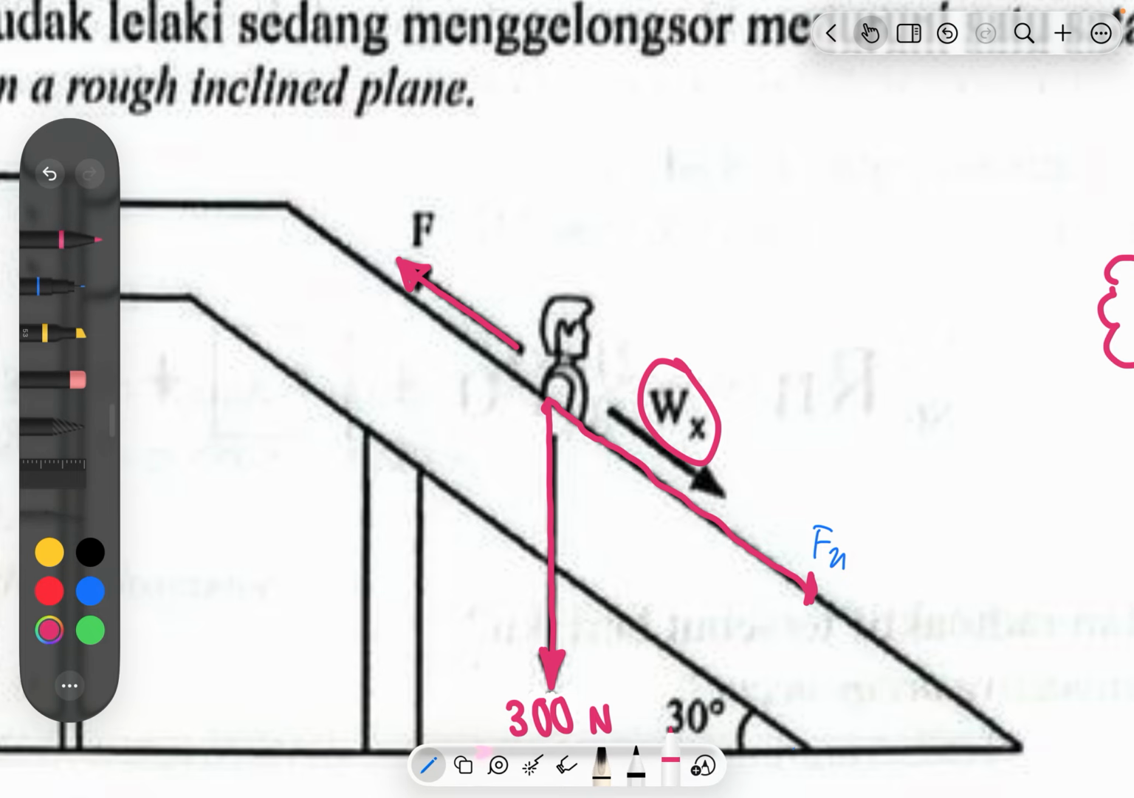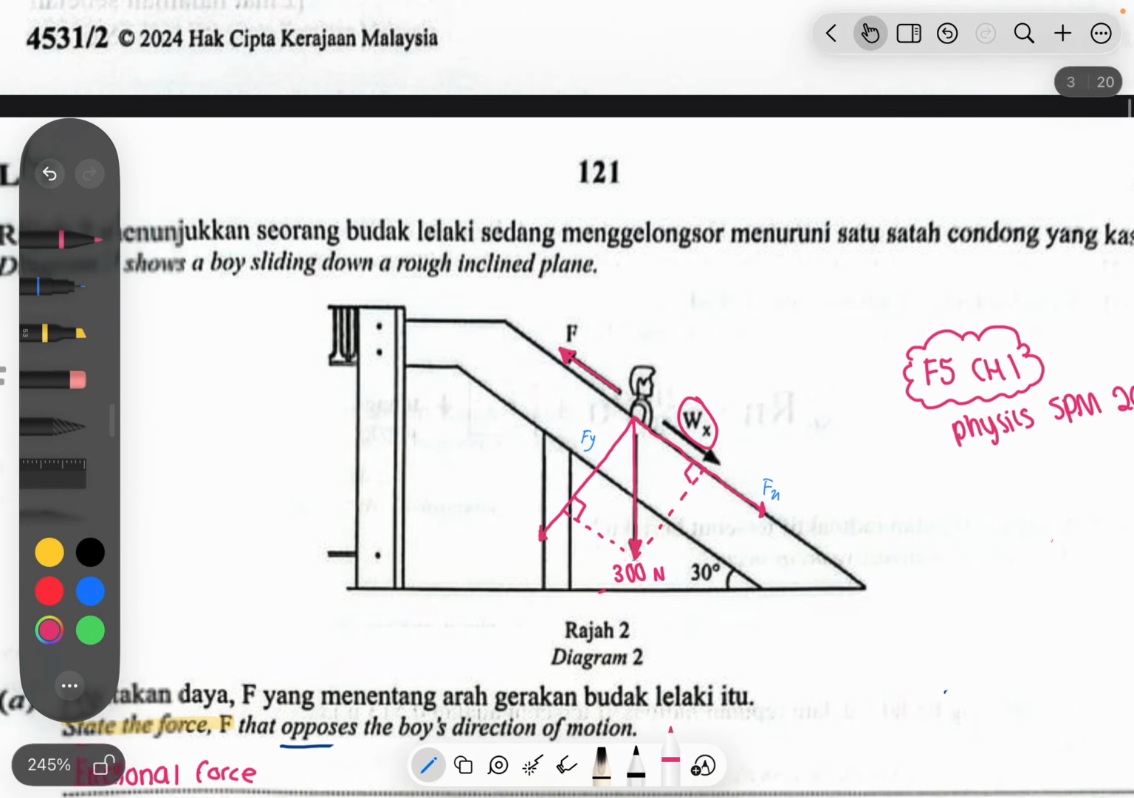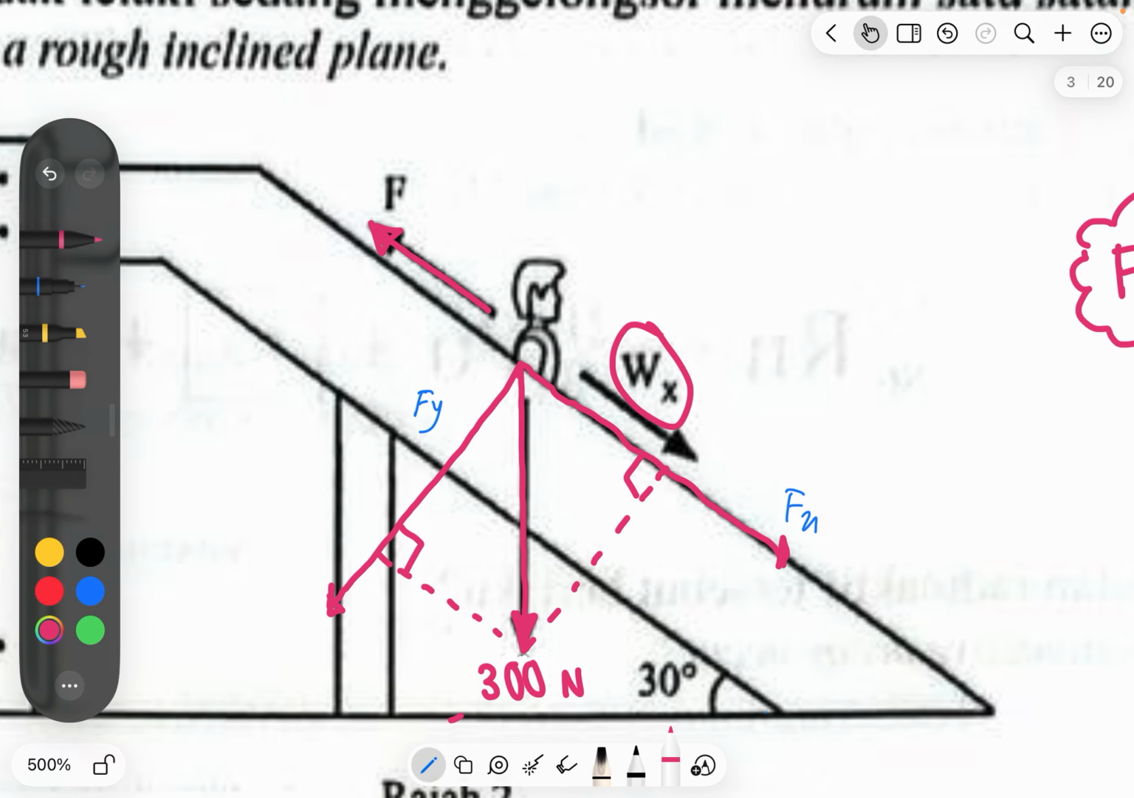Then let me put another straight line downwards, which will be known as Fy. Then I'll do a dotted line to show the right angle, with the hypotenuse being the resultant force that I'm resolving into 2 components right now. Okay, so now, where would the theta be?